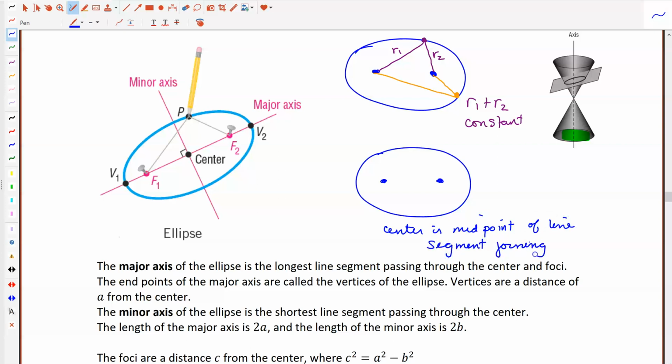Joining the foci. Whatever this distance is, we'll cut it in half, and that gets me my center.